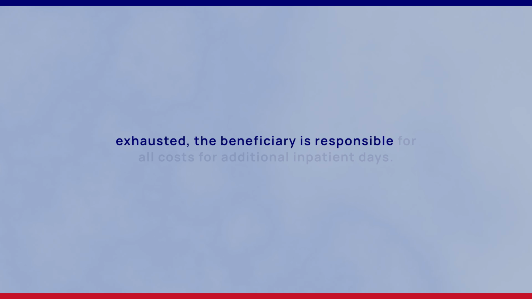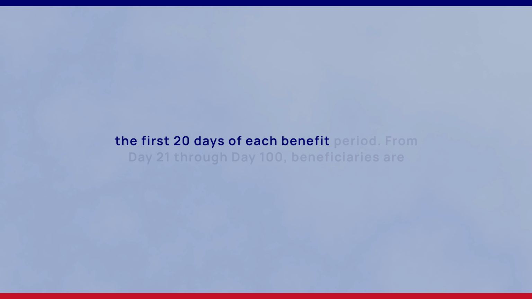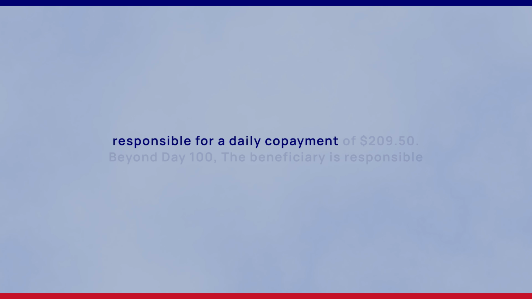Original Medicare cost-sharing. Part A also covers skilled nursing and rehabilitative care, with cost-sharing that varies by the length of stay. In 2025, beneficiaries pay nothing for the first 20 days of each benefit period. From day 21 through day 100, beneficiaries are responsible for a daily copayment of $209.50. Beyond day 100, the beneficiary is responsible for all costs for additional skilled nursing care.